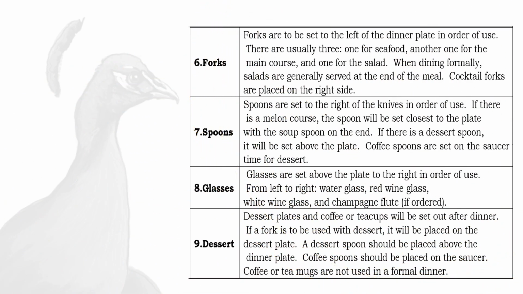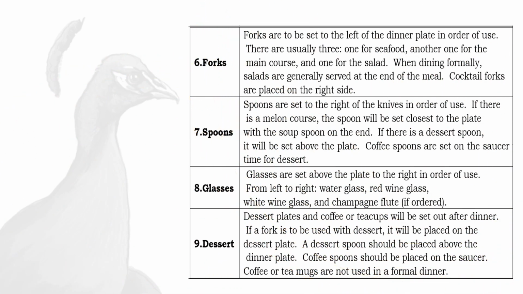Number 6, forks. Forks are to be set to the left of the dinner plate in order of use. There are usually 3, one for the seafood, another one for the main course, and the one for the salad. When dining formally, salads are generally served at the end of the meal. Cocktail forks are placed on the right side.